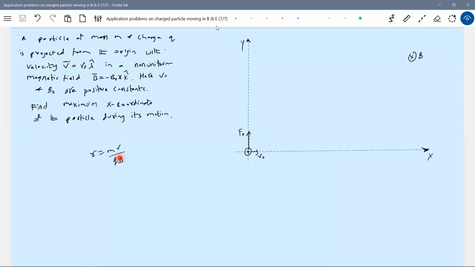Rather than writing some equations, the student has to analyze from here. The work done by the magnetic field is 0, so therefore the speed of the particle will not change. Put it as v naught. Then as B increases, R will decrease. So what is the path it is going to describe? It's going to describe a curved path. The trajectory will be such that the radius of curvature is going to decrease here.